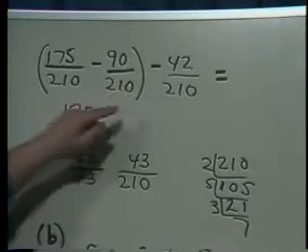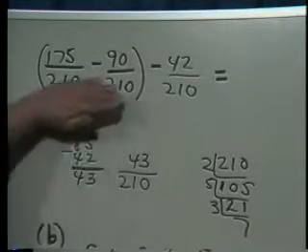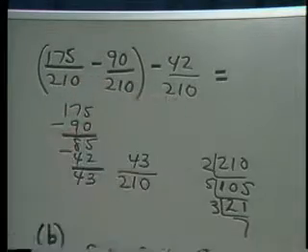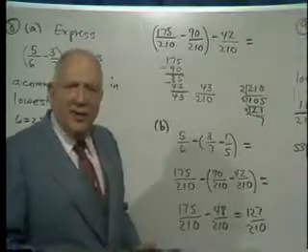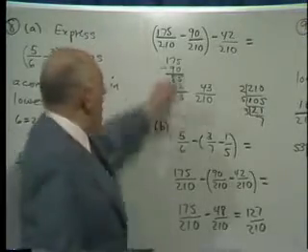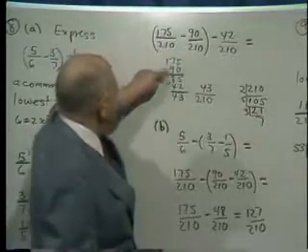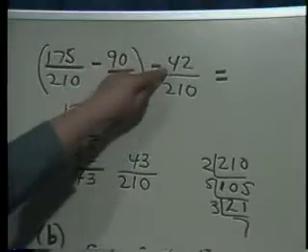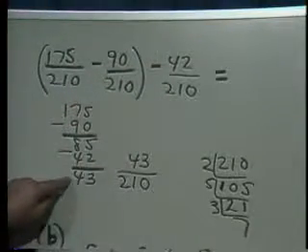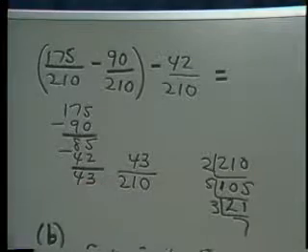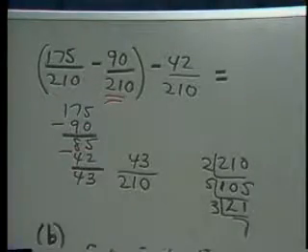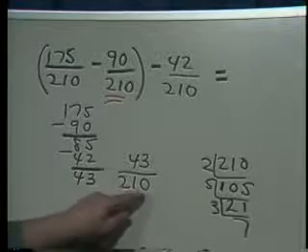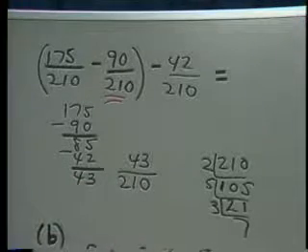Now I do everything inside the parentheses first, and since I have a common denominator, I can just work with the adjective. You can add and subtract ignoring the nouns as long as all the nouns are the same. So 175 minus 90 is 85. Then I subtract 42. That gives me 43. 43 what? 43 over 210. And that must be in lowest terms because 43 is a prime number.